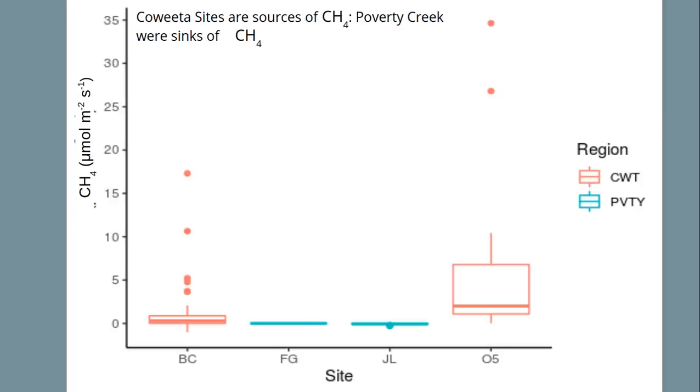For methane, we see that Coweeta sites were sources of methane, but Poverty Creek sites were mostly sinks of methane. Site on the x-axis again, methane emissions in micromoles per second per square meter is on the y, and is also color-coded by region.